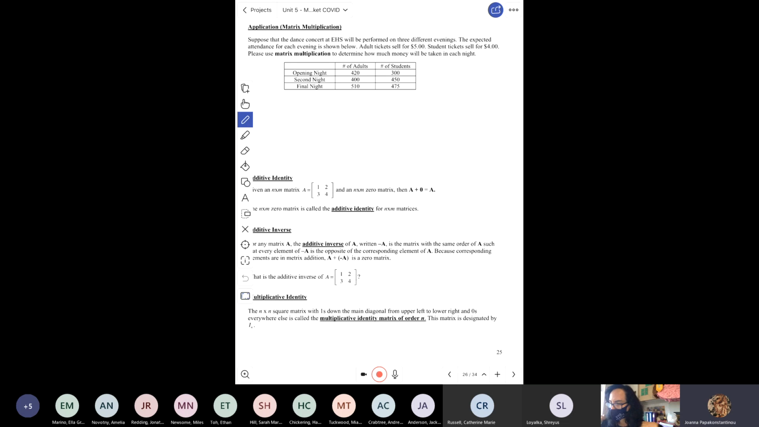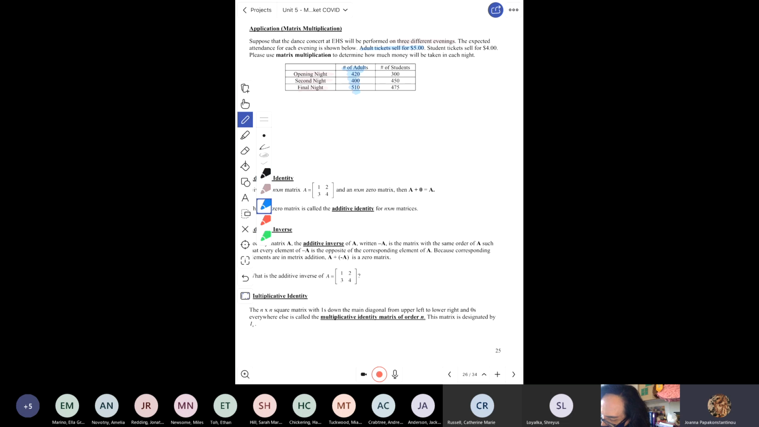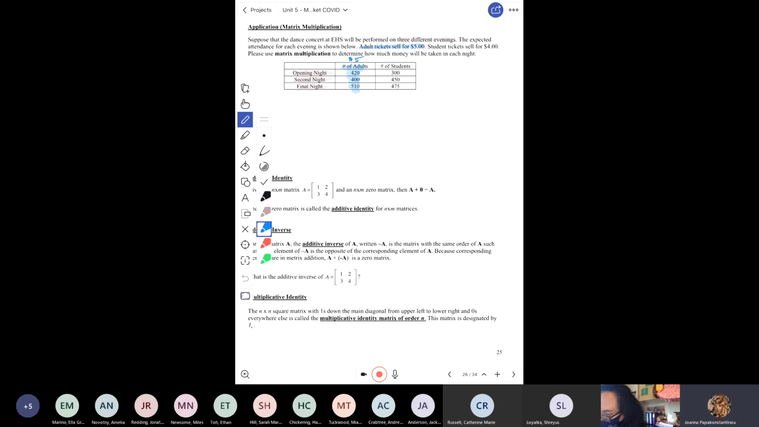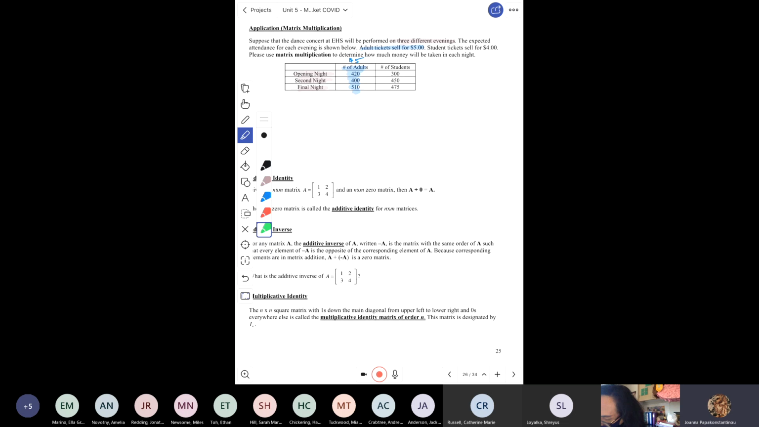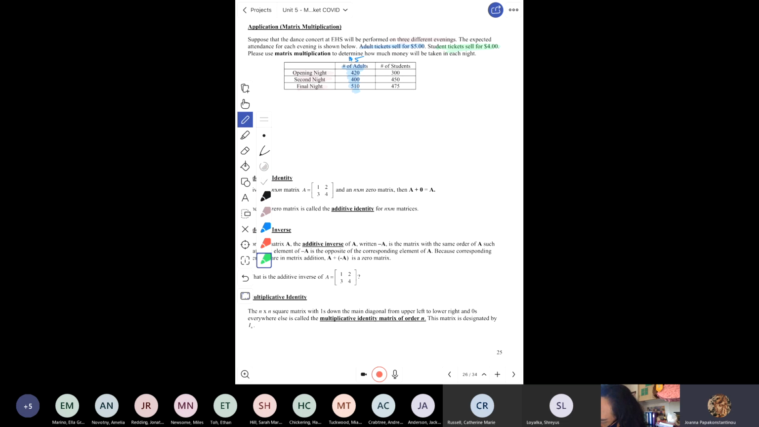Application, matrix multiplication. Suppose that the dance concert at EHS will be performed on 3 different evenings. So I see 3 evenings. Opening night, second night, final night. The expected attendance for each evening is shown below. The adult tickets sell for $5. So I'm just going to tell myself those are $5. And the students' tickets sell for $4. So I have some data here.